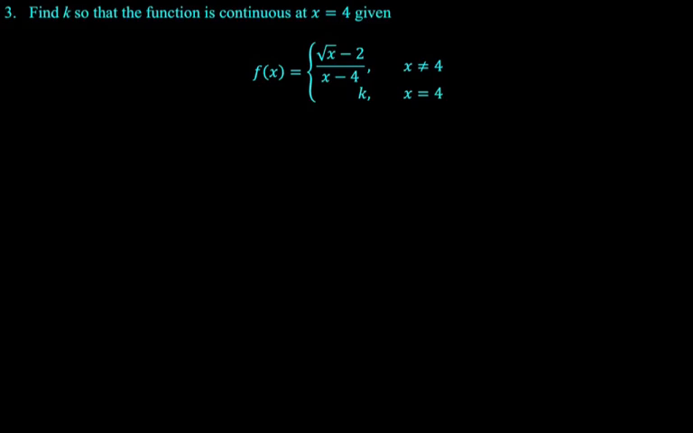Find k so that the function is continuous at x = 4, given f(x) is, so it's piecewise, the square root of x minus 2 all over x minus 4 when x is not 4, and then k when x is 4.